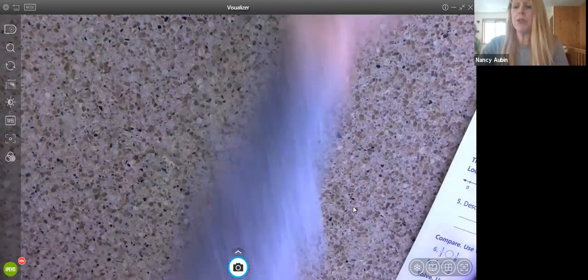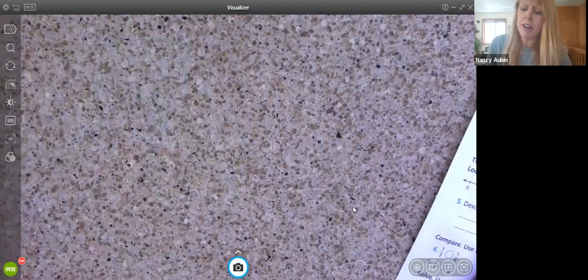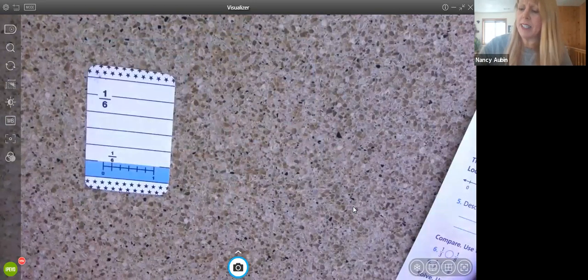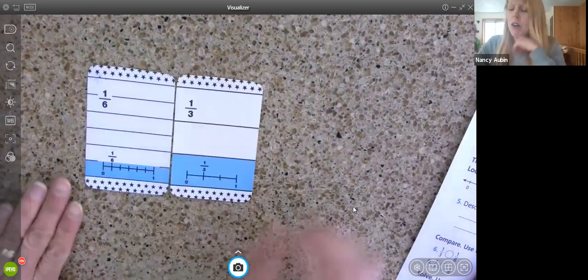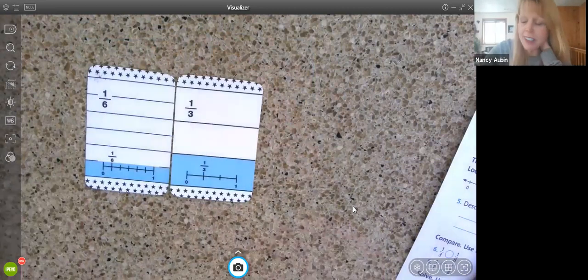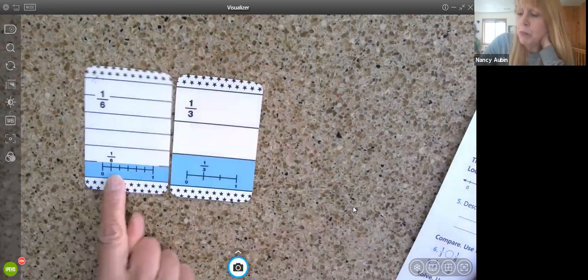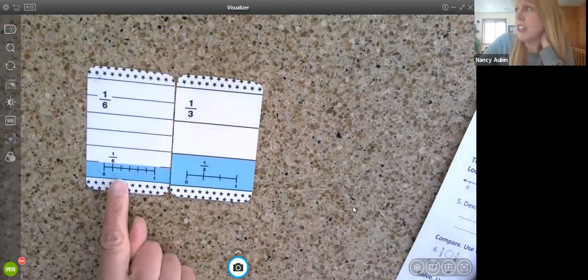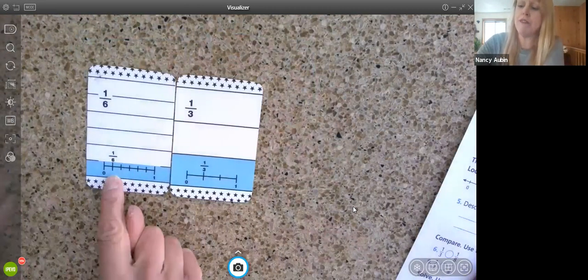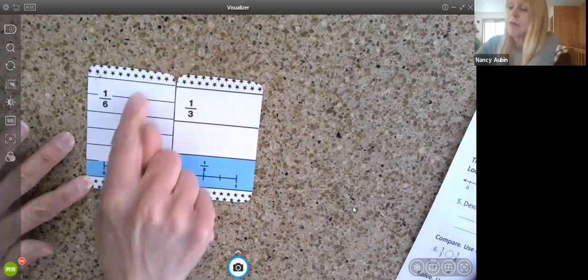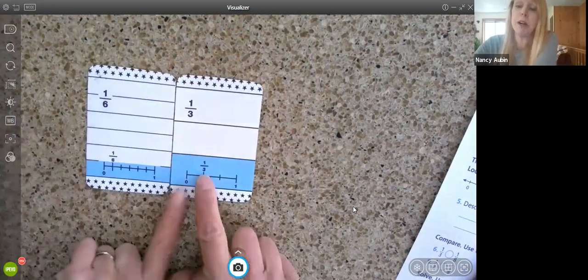Now let's look at it with a different visual. What about this visual? Just to give you an idea. What if we compare 1/6 to 1/3? Now on these fraction cards, the blue portion is the portion that we're comparing. That's the fraction. That's 1 out of 1, 2, 3, 4, 5, 6 equal parts. This is 1 out of 1, 2, 3 parts.